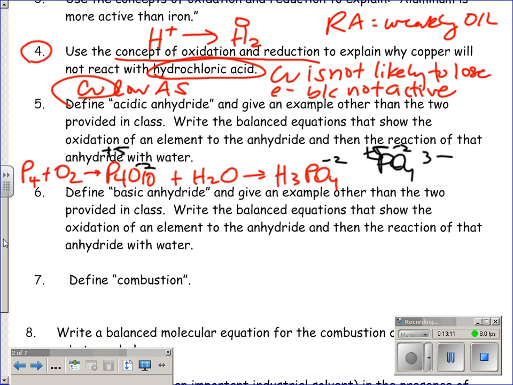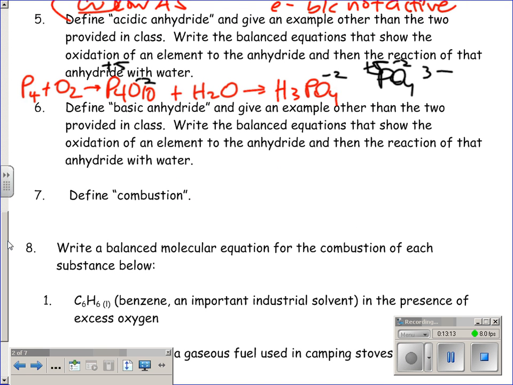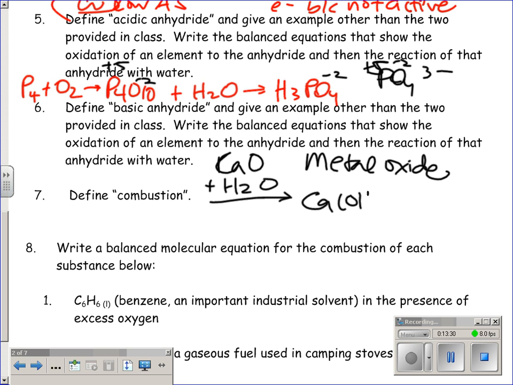So I put that basic anhydride is a base without water. Okay. So like CaO. So a metal oxide is essentially what that is. Okay. All right. So add that to water. What do you get? Calcium hydroxide solid. Okay, which is a base. So basic anhydrides make basic solutions. Do I want anything else on that? Oh, we're good. Okay. Define combustion is canceled. I'll let him do it when he gets back.